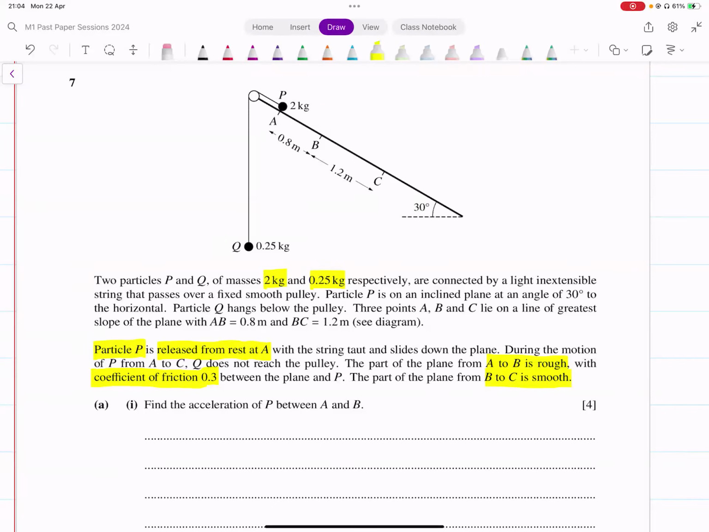We're talking about forces here. We have to find acceleration. Remember the connection between forces and acceleration? Newton's second law of motion: resultant force equals mass into acceleration. That's what we need to use here.